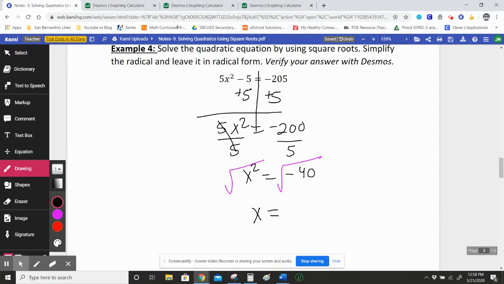But one big problem here. Can we take the square root of a negative number? The answer is no, right? You can't take the square root of a negative number because it's impossible. You can't get 2 of the same number, or you can't multiply 2 of the same number and get a negative.